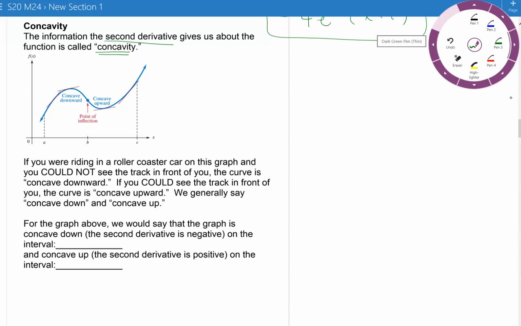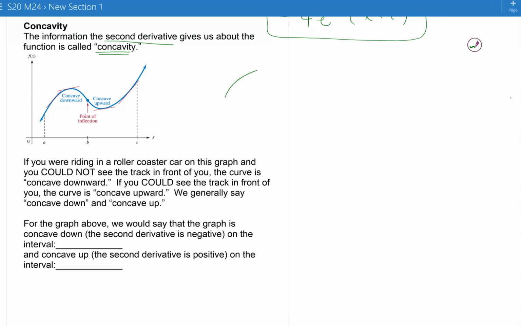When we made our little picture chart, the ones that looked like parts of a dish turned upside down are called concave down. And the ones that look like parts of a dish that's right side up are concave up. So this is when F double prime is negative.